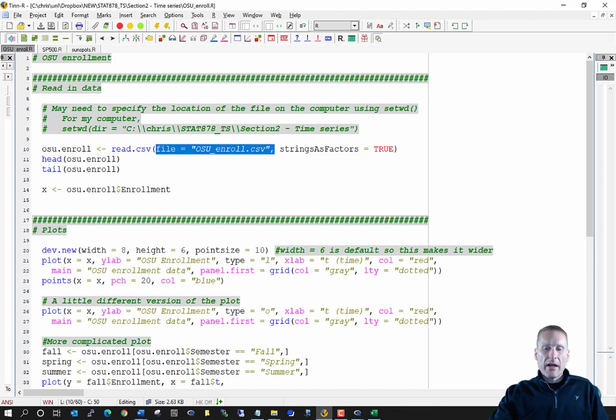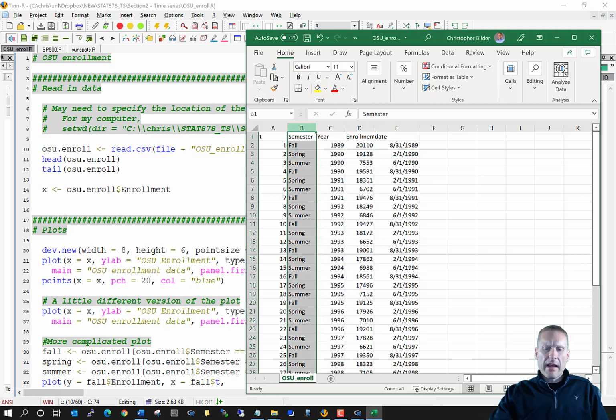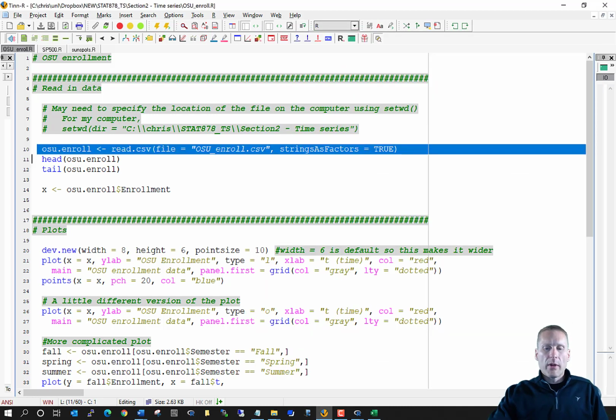So I'm going to read in my data, and I just include this extra argument here, stringsAsFactors equal TRUE. The reason is that we have this variable semester, which is non-numeric, and this allows me to work with non-numerical variables a little bit easier. In R's terminology, it converts this non-numerical variable into what's called a factor, or you can think of it as a categorical variable.